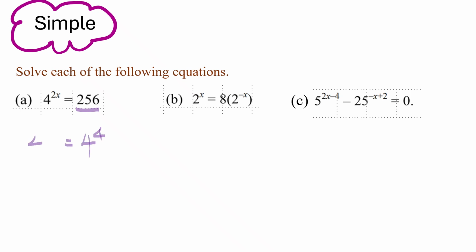Okay, that will give you 4 to the power of 2x. And since we have the same base, you can just compare the power, which means we have 2x equals 4, and x will just be 4 divided by 2 equals 2. Okay, so this is relatively easy.